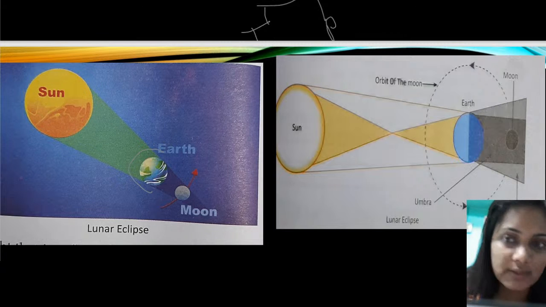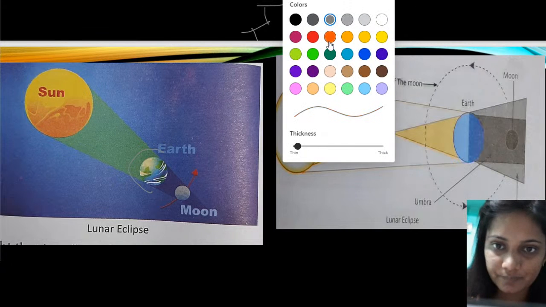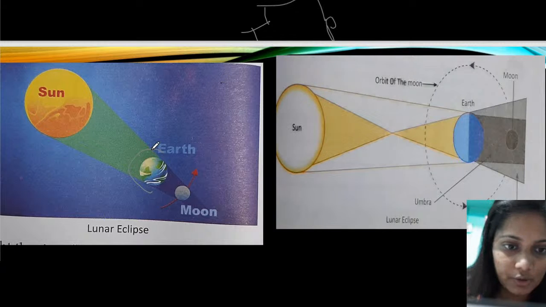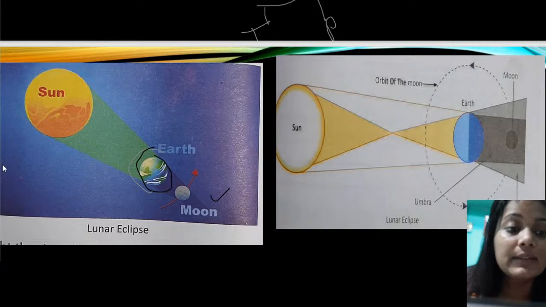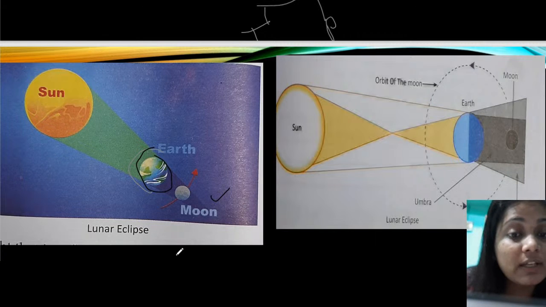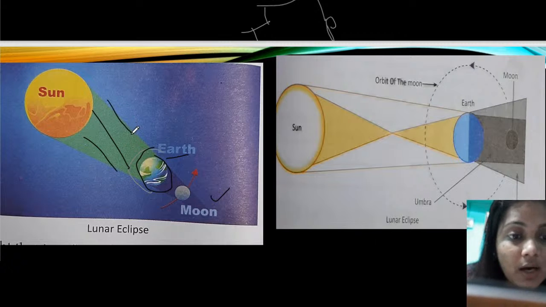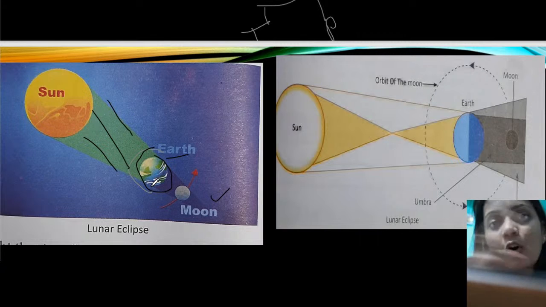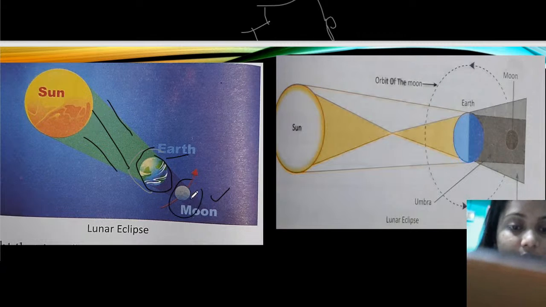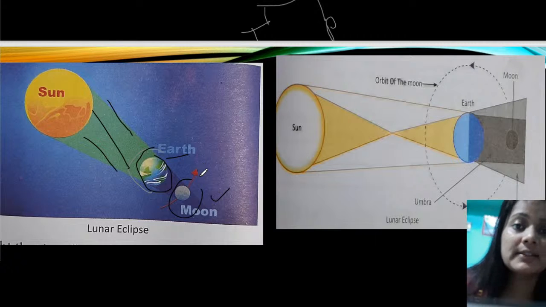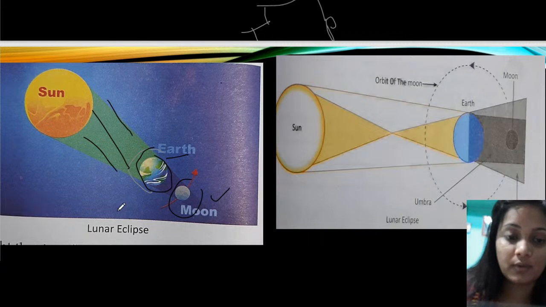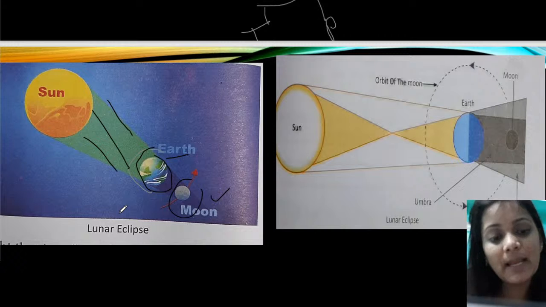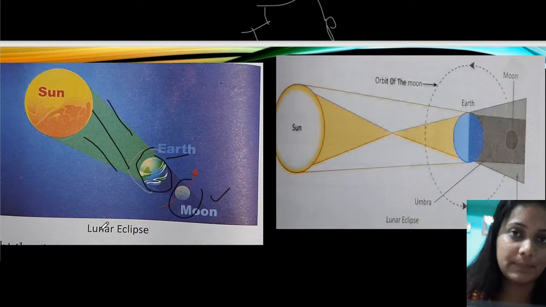So now you can see, let me take another color. You can see earth is at the middle, and this side we have the moon. Now the sun's ray is falling on the earth, and now the shadow of earth is falling on the moon. So now again we can say it is of two types. One is partial lunar eclipse and the second is total lunar eclipse.